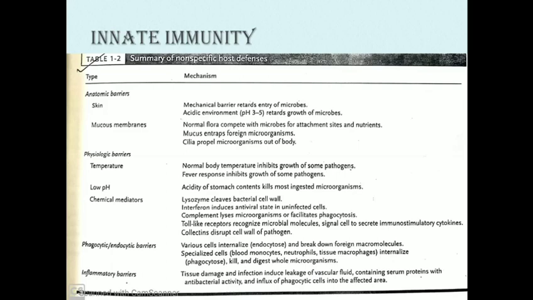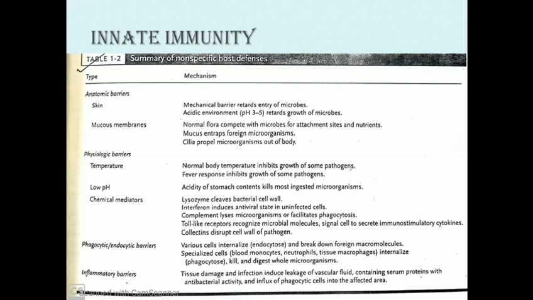The first point mentioned here is that normal flora compete with microbes for attachment sites and nutrients. Now, what do we mean by that? Normally in our body, for example on the skin surface, some resident flora is always present. Like in our gut, E. coli is always present. They are known as resident flora. That means they are the residents of that particular part of our body.